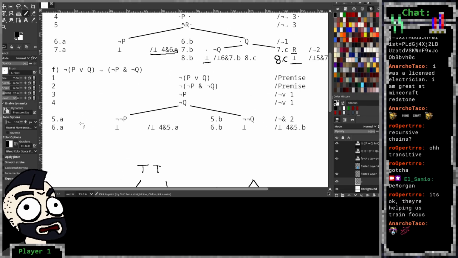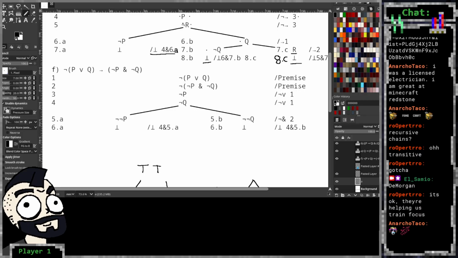So now I split up my branch into 5 point A and 5 point B. 5 point A is not P. So because P was already negated, I have to add another negation. So if I add a negation to not P, I get P. Likewise, if I have not Q and I add a negation, I get Q.